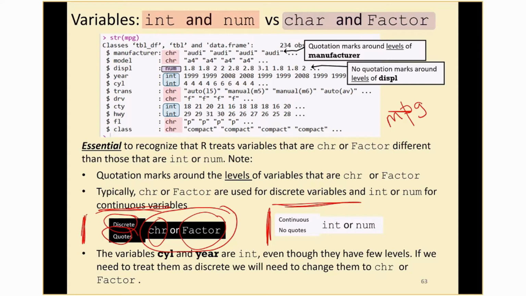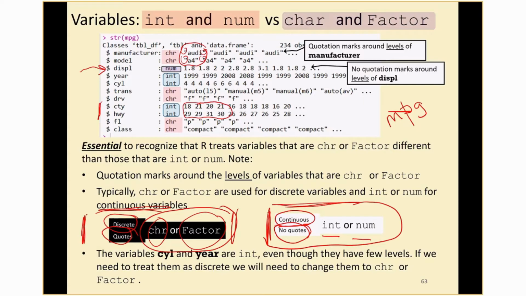Now let's think about the ints and the nums. The ints or the nums, they are continuous variables. So if we think about something like displacement, the size of the engine, that's going to be a continuous variable. Or city or highway mileage, that's going to be a continuous variable. Also note no quotes. So in contrast to manufacturer and model, where you see these little quotations, if you look at city and highway mileage and the different levels, there's no quotations surrounding them.